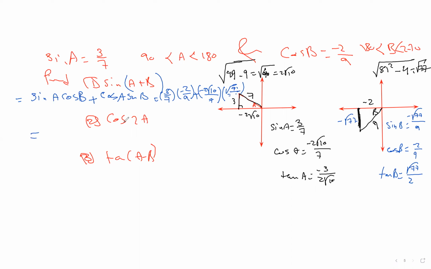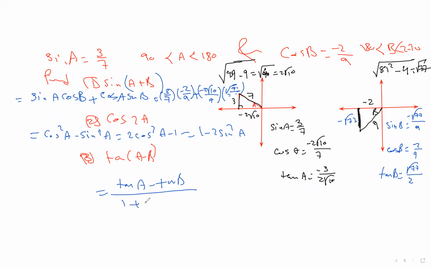What about the rule of cosine 2A? You have 3 rules for this one. Either cosine power 2 of A minus sine power 2 of A, or 2 cosine power 2 A minus 1, or 1 minus 2 sine power 2 A. You can use one of them. And also tan A minus B is tan A minus tan B over 1 plus tan A tan B, and you can substitute from the graph. I'll give you 3 minutes to substitute.